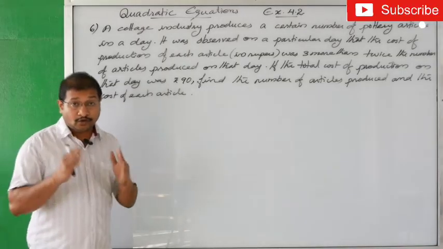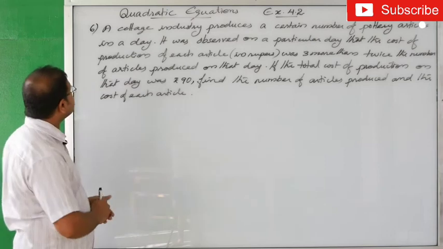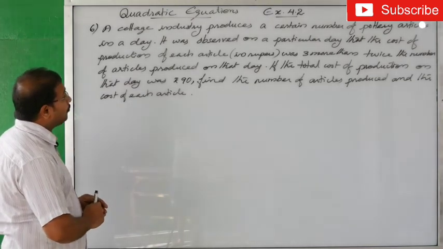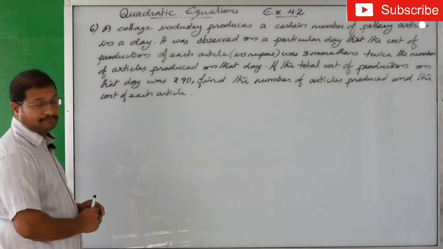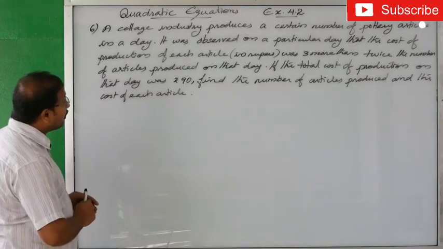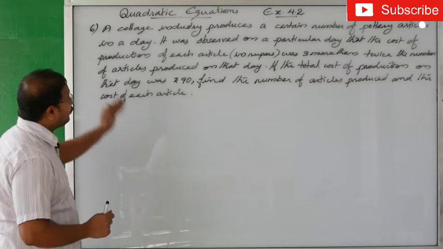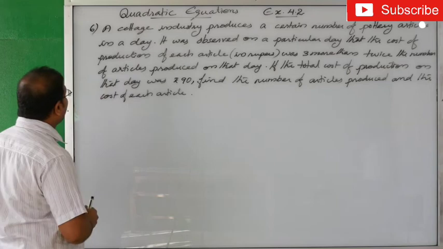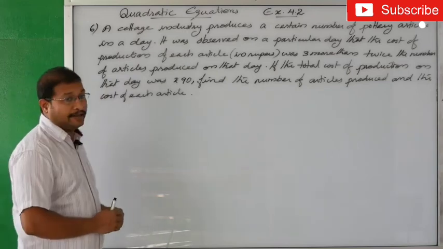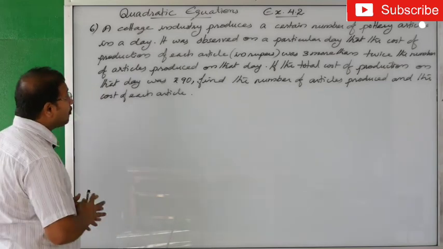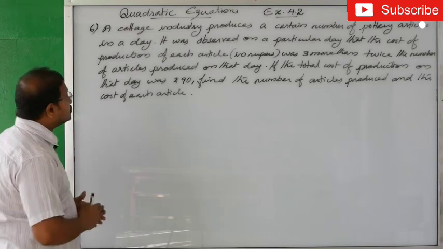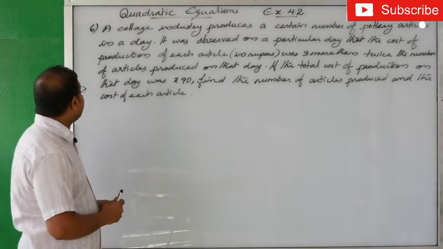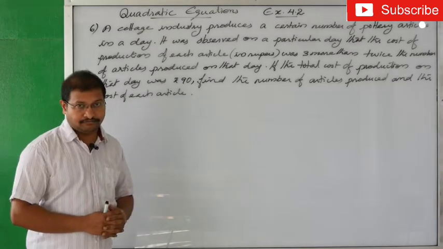Let's see the next question. Question number 6. I'll read the question once. A cottage industry produces a certain number of pottery articles in a day. It was observed on a particular day that the cost of production of each article in rupees was 3 more than twice the number of articles produced on that day. If the total cost of production on that day was rupees 90, find the number of articles produced and the cost of each article.